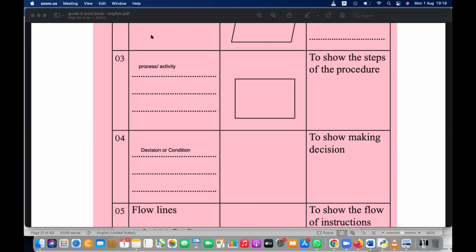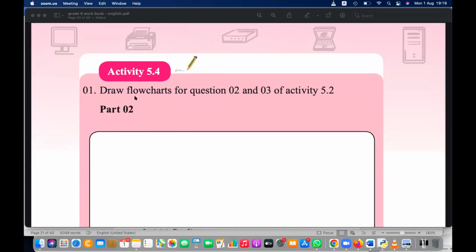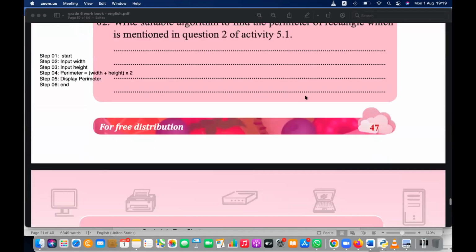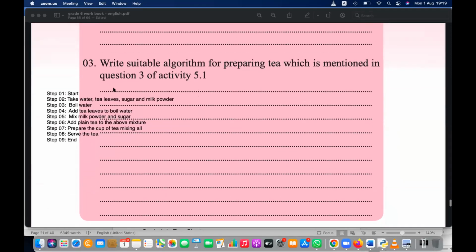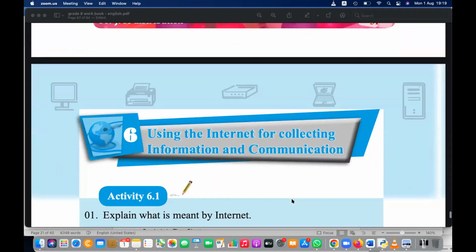I'll discuss the summary of the note which I couldn't give. The last activity asks you to draw flowcharts for questions 2 and 3, and that is there in the note. Let me show questions 2 and 3. Question 2 is to find the perimeter: write an algorithm. Question 3 is to make a T: write an algorithm. You have to show these two algorithms using flowcharts. That is included in your note, so don't worry, I'll be explaining that again as the last part. And with that, the particular lesson is officially done.